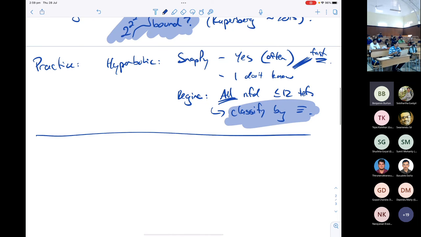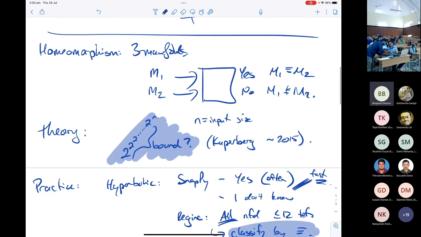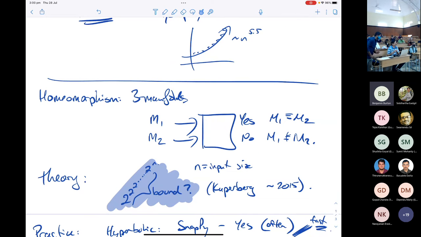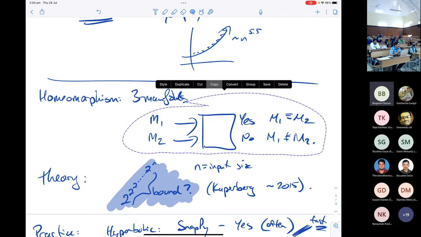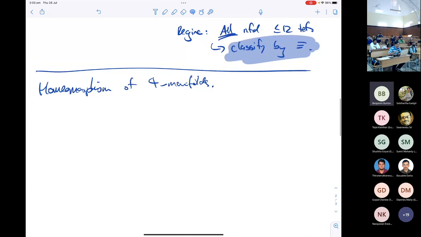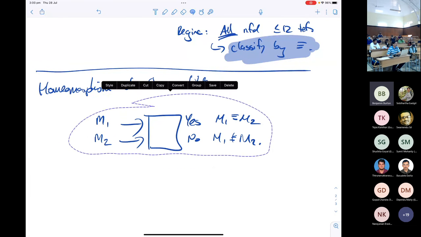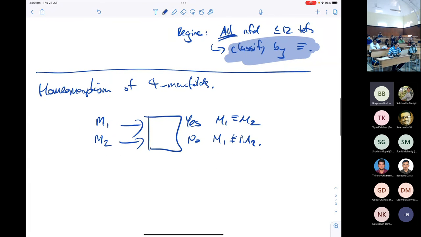I want to give one more example of the gap between theory and practice, and this is with homeomorphism of four-manifolds. And so now we're looking for an algorithm which will take two manifolds in four dimensions and determine whether or not they're homeomorphic. And the theoretical bound.